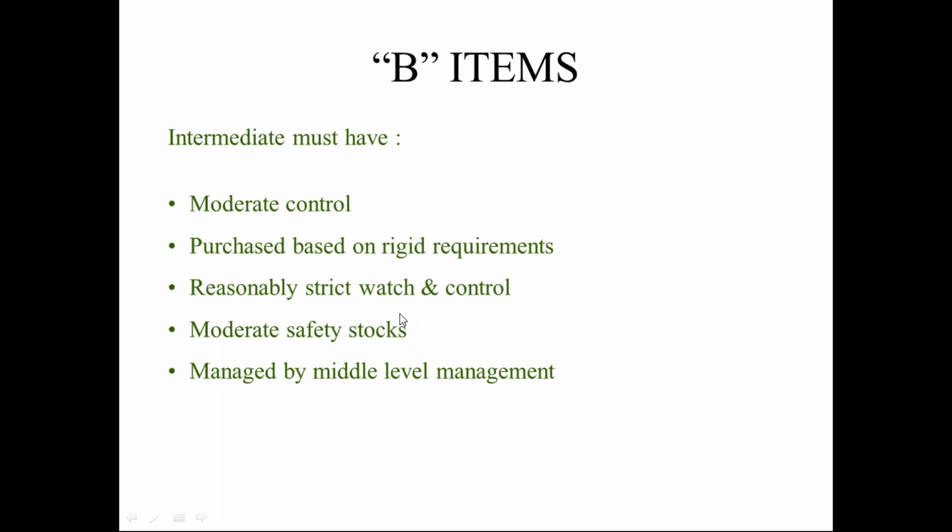And the intermediate of both, that is A and C items, are the B items, and they must have moderate control. They are purchased based on the rigid requirements, reasonably strict watch and control are there, moderate safety stock levels are being maintained, and they're managed by the middle level management people.